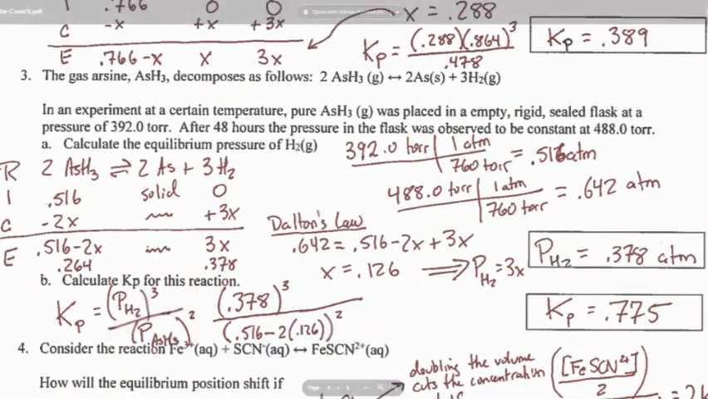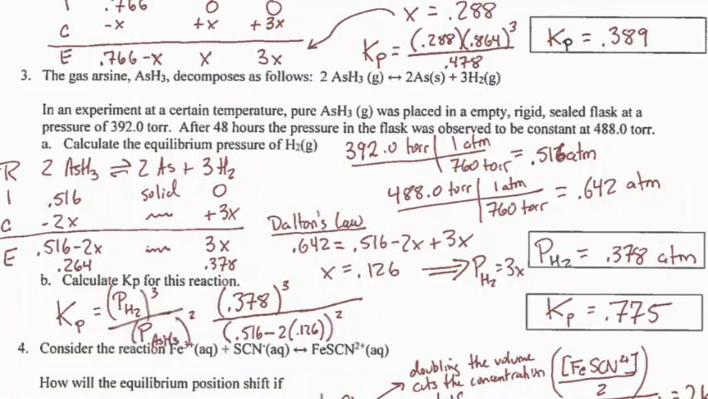All right, the gas arsine. That's a great name. Decomposed as follows. We have AsH3 gas making As(s), which means that the arsenic is a solid on the product side, and then the H2. Why is it important that the As, the arsenic, is a solid? That's very important because it does not impact the equilibrium. It doesn't have a pressure.